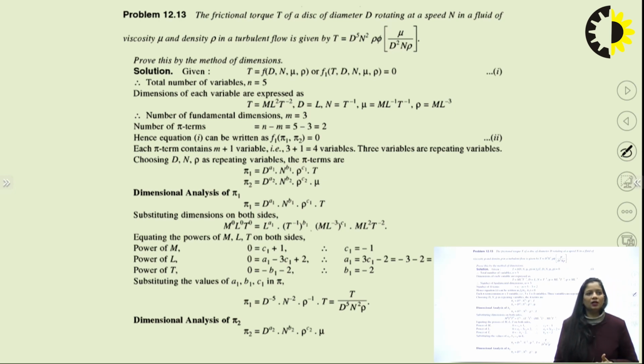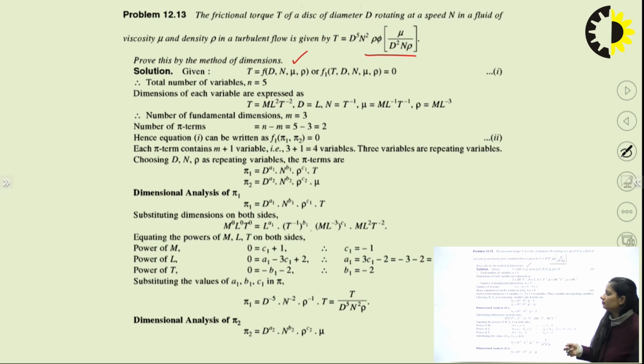Okay. Now we are going towards the next question. Here the problem is 12.13. The frictional torque of a disc of diameter d rotating at a speed N in a fluid of viscosity mu and density rho in a turbulent flow is given by T equal to this particular equation. In this particular question, your final expression is given. You need to prove it by using the Buckingham pi theorem, by the method of dimensions.